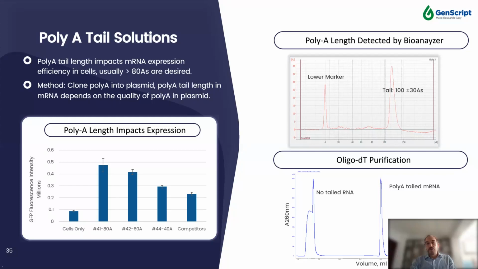Poly-A tail is, of course, very important for the stability of the mRNA. So we offer different types. We can synthesize any poly-A tail. Normally, over 80 A's poly-A tails are synthesized, and we can clone the poly-A tail into the plasmid, and we can essentially guarantee the expression of the poly-A tail with the desired length up to 120 nucleotides.